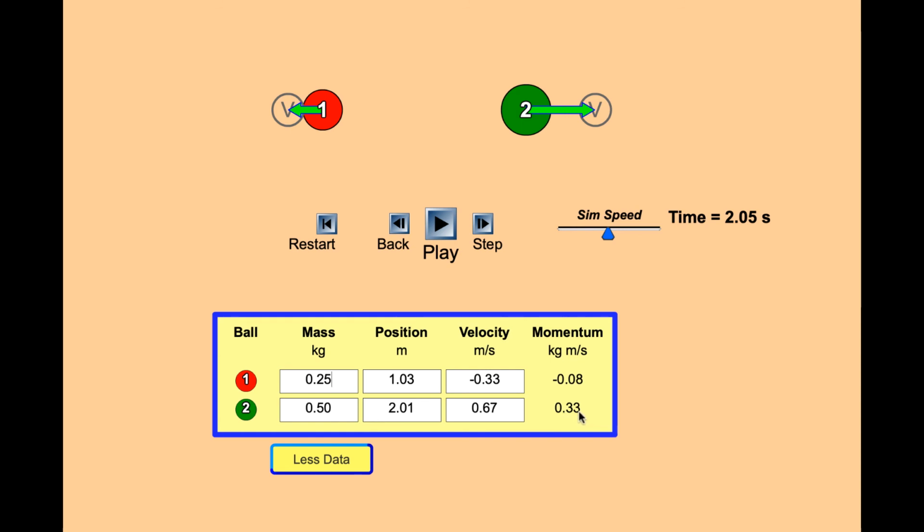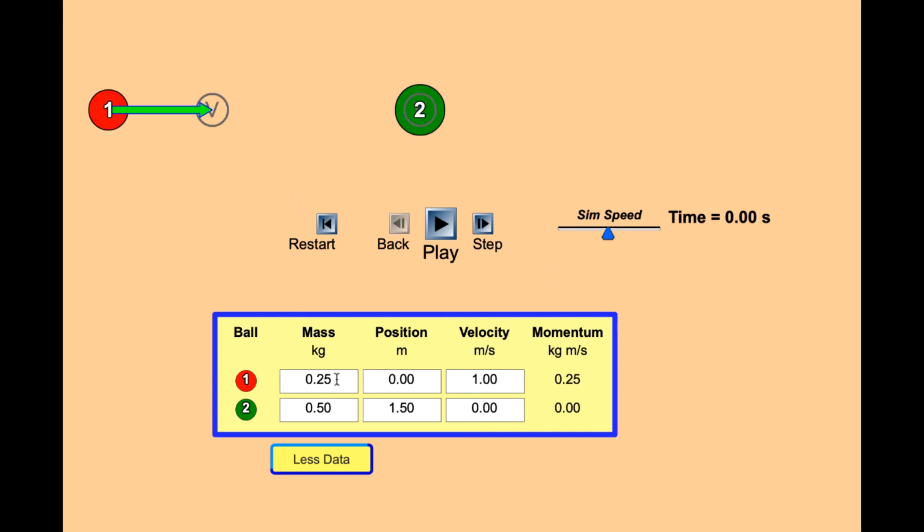Our initial momentum was 0.25. So what's going on here? Well, it happens that 0.08 plus 0.33, some rounding occurred on there, it's going to add up to 0.25. The total momentum before and after collision are the same. Momentum is conserved.